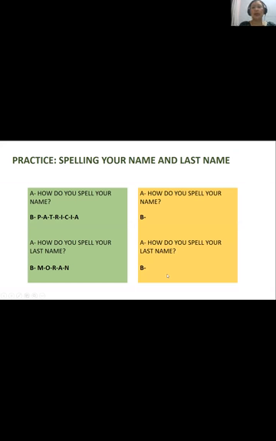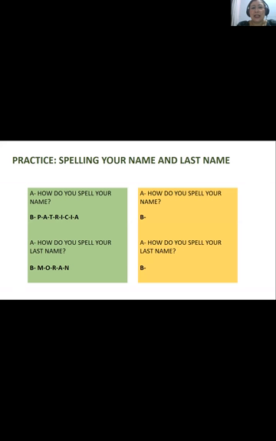Okay, so for this part, we are going to have an exercise which consists in asking how do we spell our names. Okay, spell is deletrear. How do you spell your name? If you ask me, how do you spell your name? I say P-A-T-R-I-C-I-A. Vea que con la I y la A, sometimes it's a little bit difficult to remember, and sometimes we get confused with these two letters.